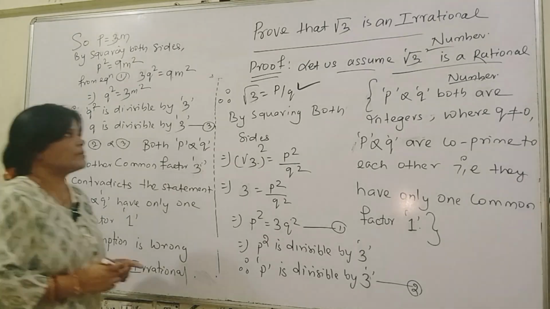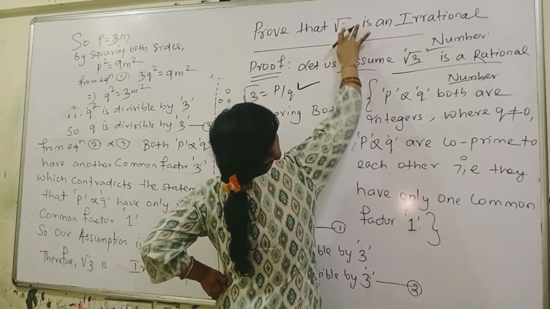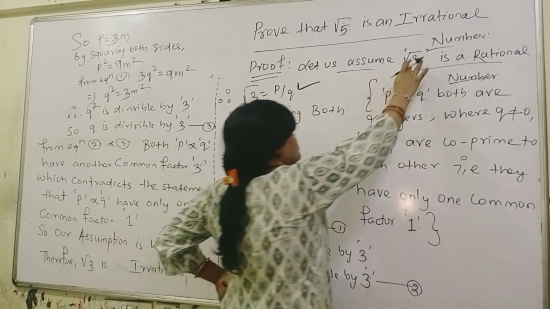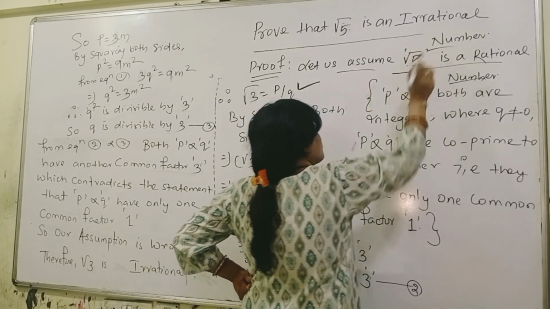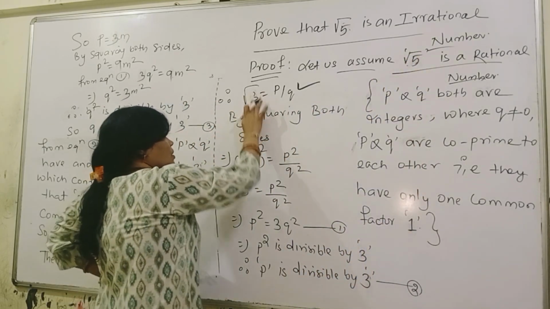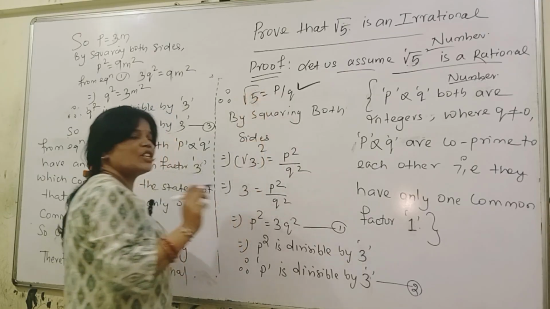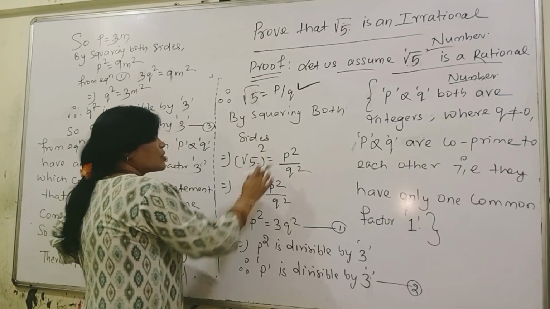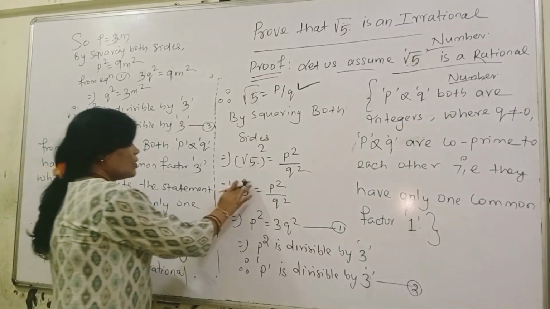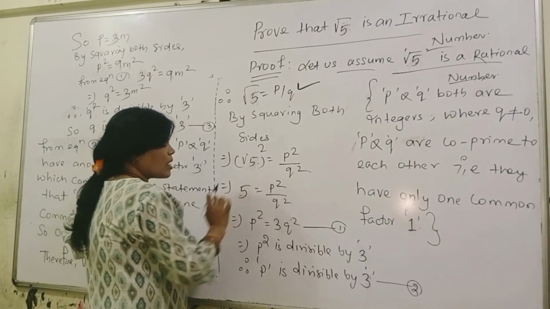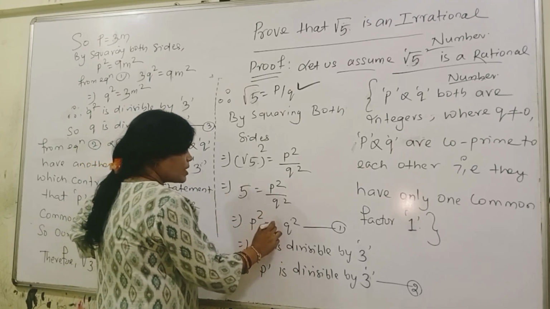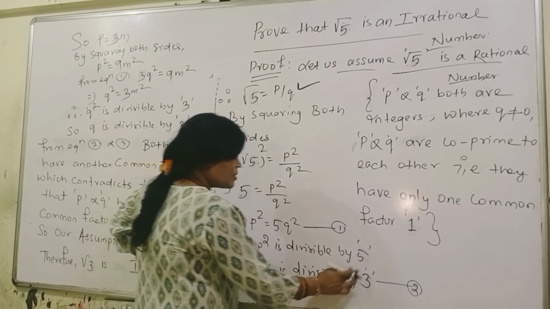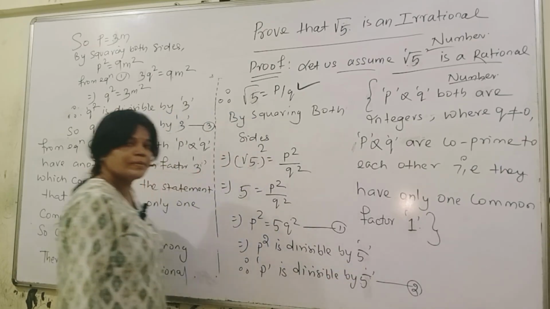Same, how will √5 be proved? Very simple. Prove that √5 is an irrational number. Let us assume √5 is a rational number. Therefore √5 is equal to P upon Q. By squaring both sides, the square of √5 is equal to P square upon Q square. Therefore 5 is equal to P square upon Q square. P square is equal to 5Q square. P square is divisible by 5. Therefore P is divisible by 5.